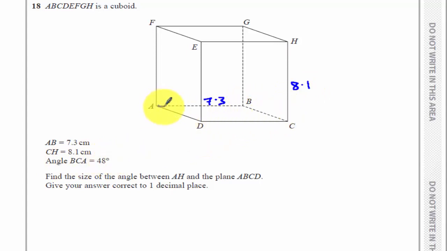So if I imagine a line going from A to C, this side of it, the angle is 48 degrees. Find the size of the angle between AH, I'm just going to change colour. So AH is that line, and the plane ABCD. So it's wanting this angle here that it makes with the base.